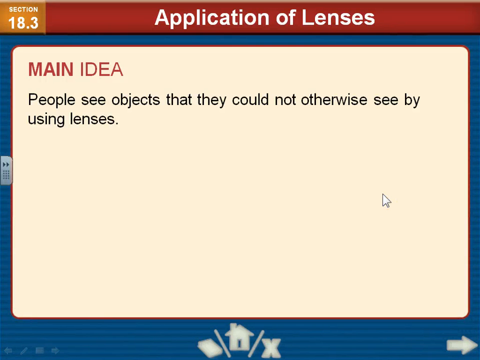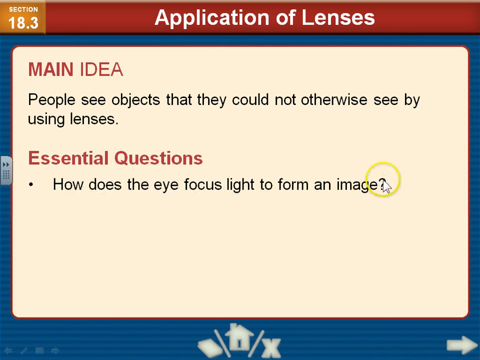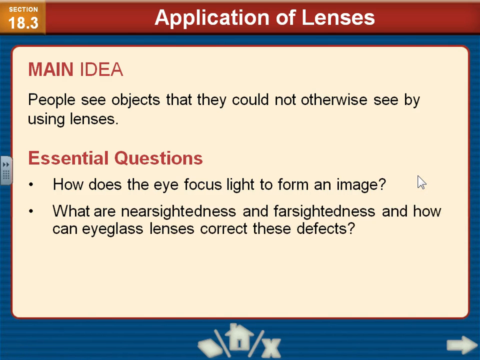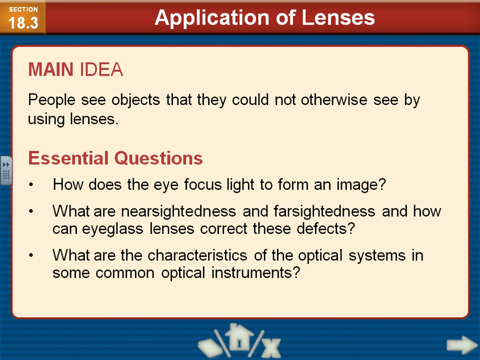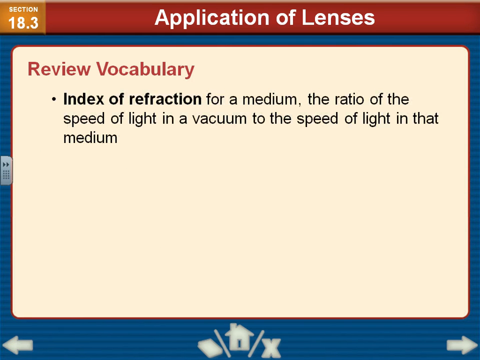Okay, welcome to Physics 18.3, the last video of the year. We're going to look at application of lenses, and in particular focusing on the human eye. So we want to look at how the eye focuses images and what is meant by nearsighted and farsightedness, and how we could correct them. We're also going to look at a couple of other applications for lenses.